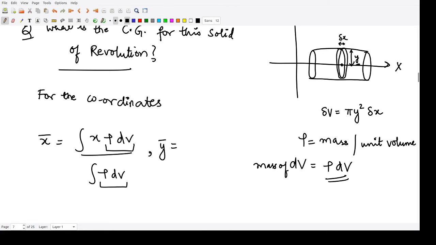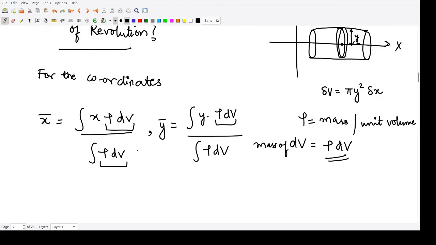And what would be the y coordinate? The y coordinate would simply be 0 in this particular case when it lies on the x-axis. Otherwise, it would not be 0, and it would be equal to integration of y rho dv divided by integration of rho dv. So this is the general expression.